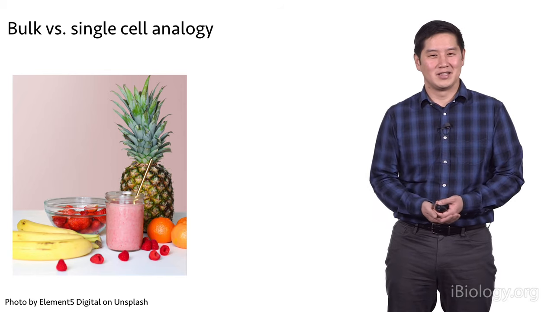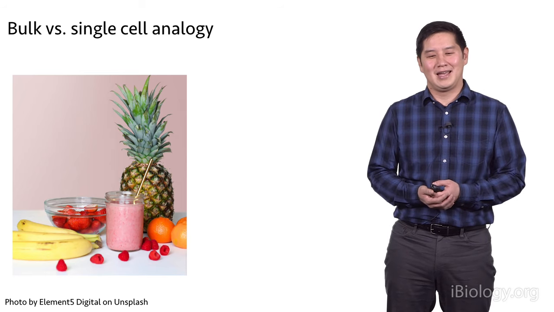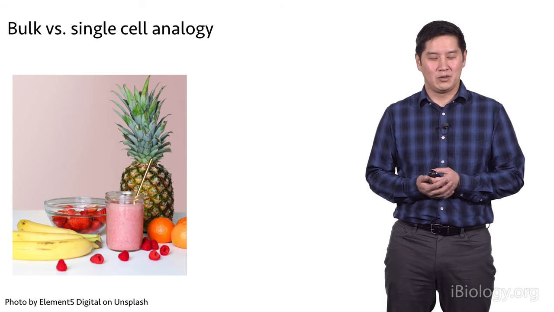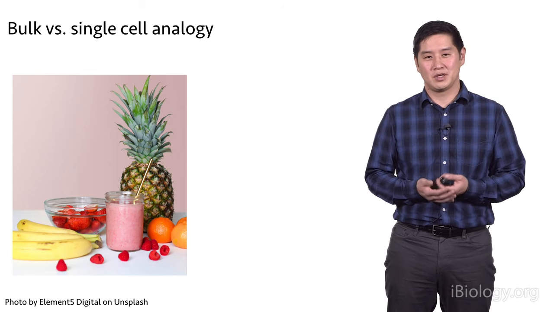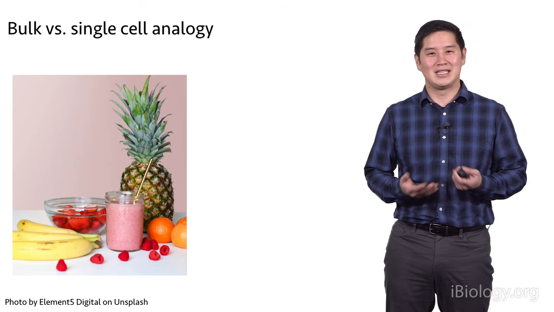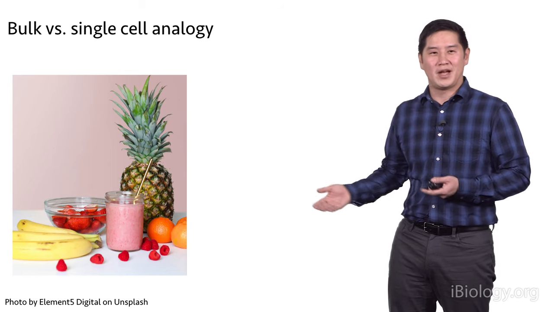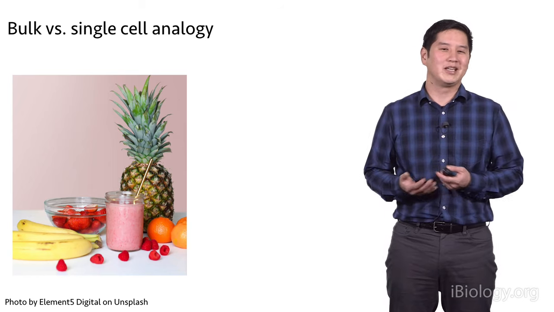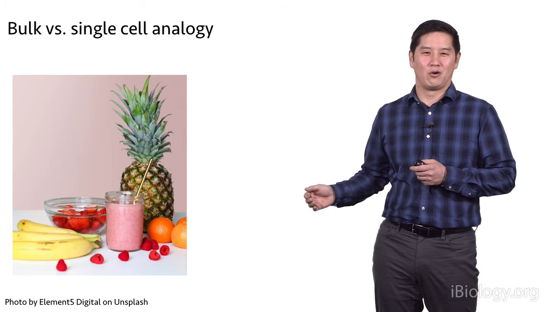And a good analogy of this is this fruit smoothie analogy. So let's say that you're working with a blood sample, and you want to take a look at the expression profile within that blood sample. So blood is a complex mixture of many different cell types. You have B cells, T cells, macrophages, and neutrophils, similar to a smoothie where you have lots of different types of fruit. And let's say you're really interested in the characteristics of, say, a raspberry or an orange.